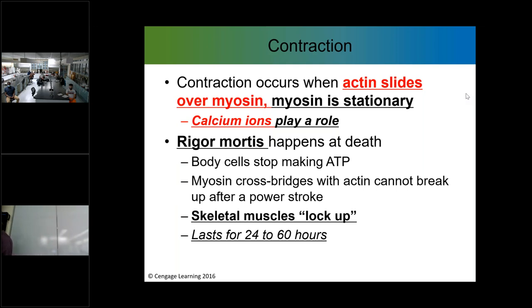So, knowing about the movement of actin upon myosin, getting back to rigor mortis: I said to you that ATP allows for the myosin and the actin to separate, which would allow for relaxation to occur. If it's a dead body, is it going to be producing any ATP? No, right? Because it's dead. So there are no metabolic processes going on. As such, look at this. It can last from 24 to 60 hours. That's a pretty long time, actually, right?